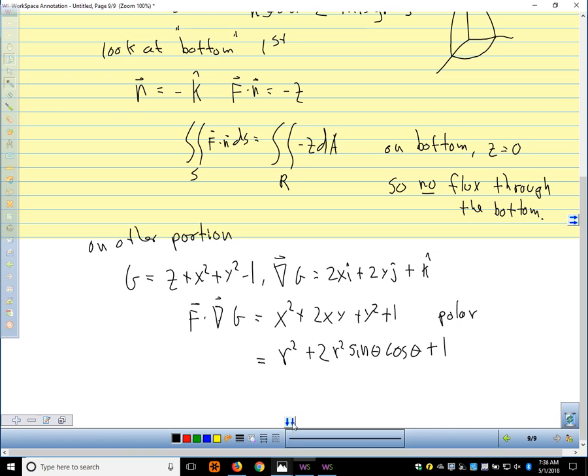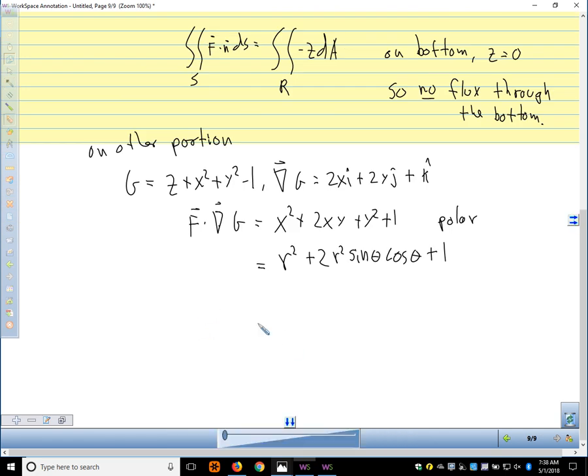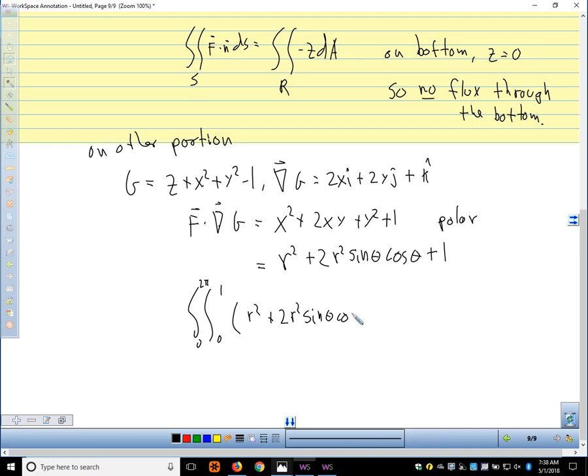I'm just going to shortcut to the end. So we're going to go from 0 to 2 pi, 0 to 1 for my radius. My quantity is r squared plus 2r squared sine theta cosine theta plus 1, r dr d theta. Not too bad to evaluate. 3 pi over 2.